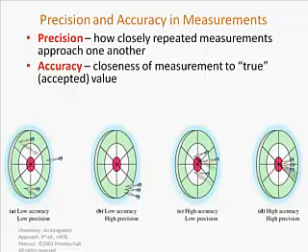In C, we see that all of our darts are much closer to the bullseye than before. However, they really aren't very close to each other. And so we do have a high level of accuracy in this case, but our precision is not very good. And then D is really where our ideal is, in that all of our measurements are close to each other and they are all accurate. They are all at the bullseye.